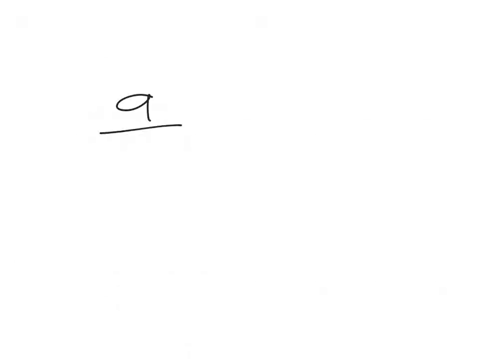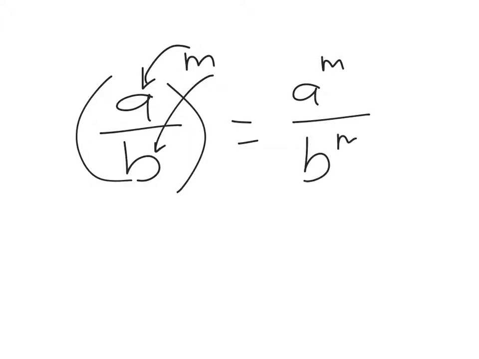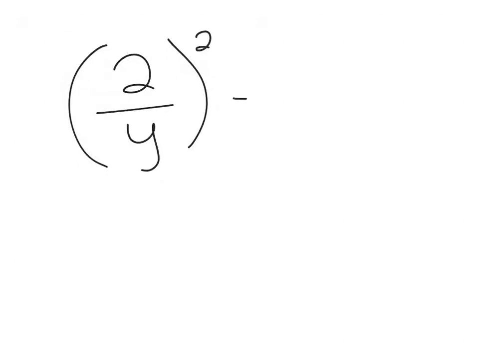If I have some number divided by a different number, and we're raising that to a particular power, then you can distribute that power to both of the numbers inside the bracket. So that's the same thing as a to the power of m divided by b to the power of m. So they use the example 2 divided by y, and they're raising that to the power of 2. Well, that's the same thing as 2 to the power of 2 divided by y to the power of 2.